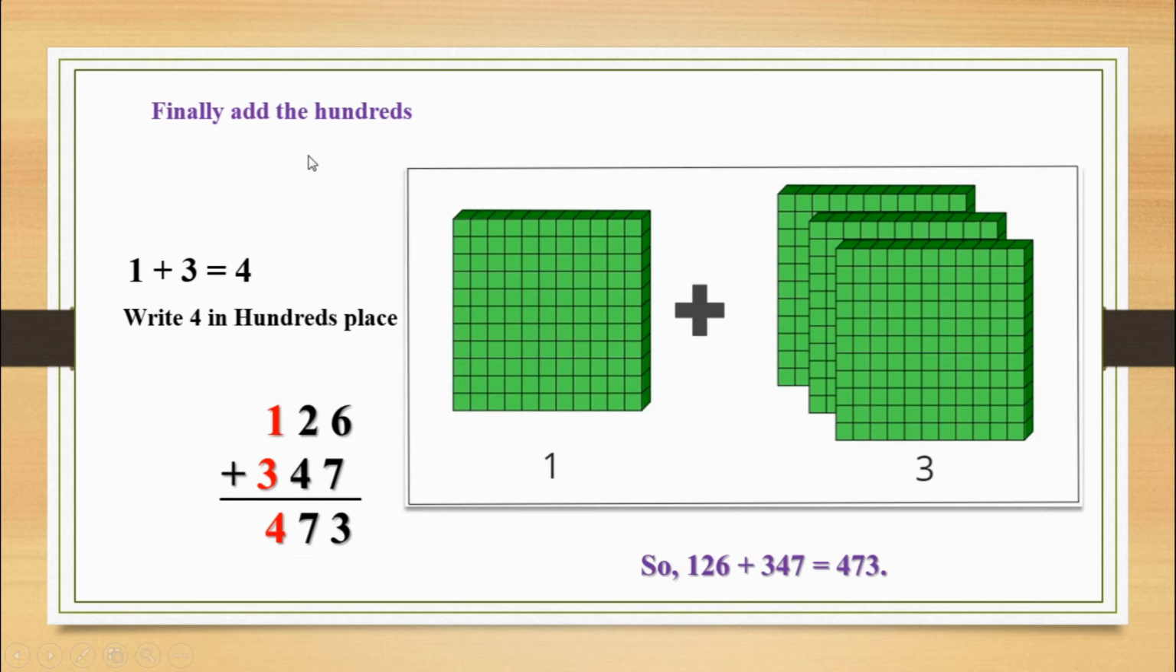Now finally add the hundreds. So here is 1 block of 100 and here 3 blocks of 100. So 1 plus 3 is equal to 4. So the answer of 126 plus 347 is 473.